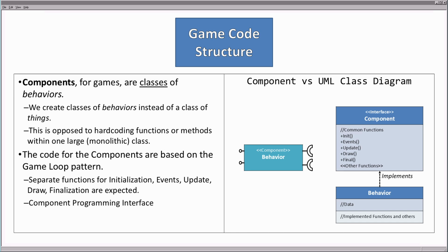The code for components are based on the game loop pattern. Separate functions for events, update, and draw are expected. Typically, within a game engine, there is a component programming interface, for which all components implement the game loop functions.